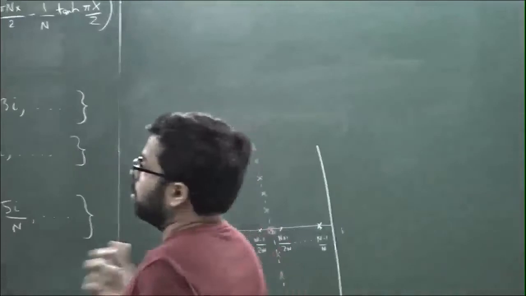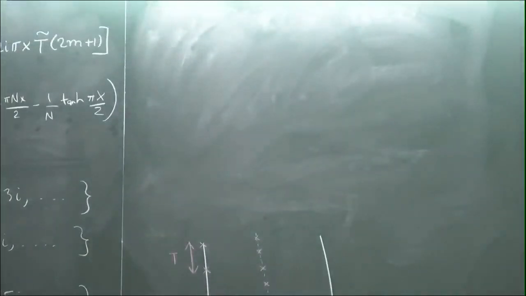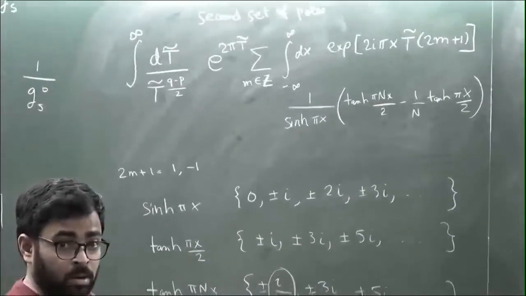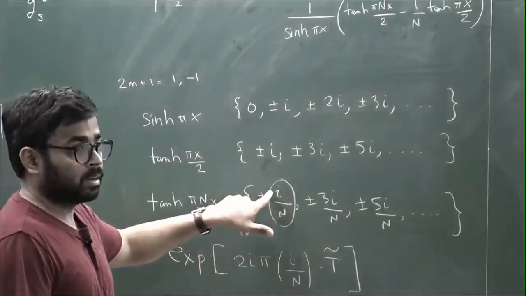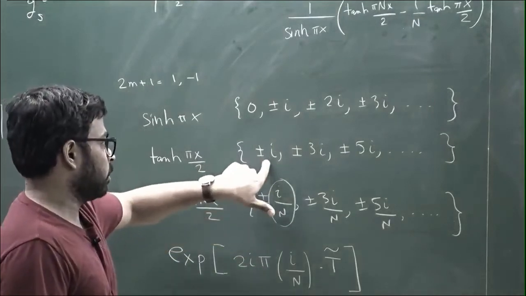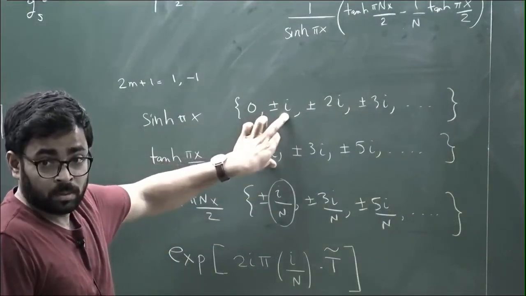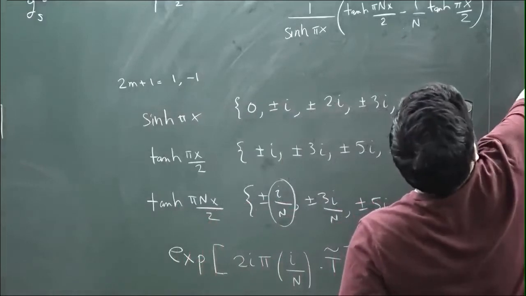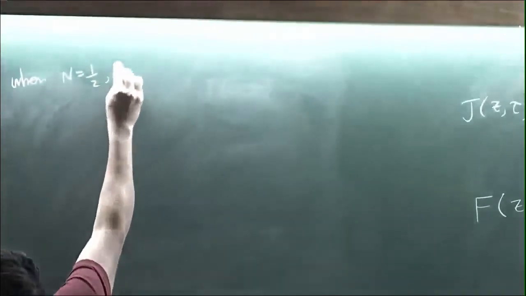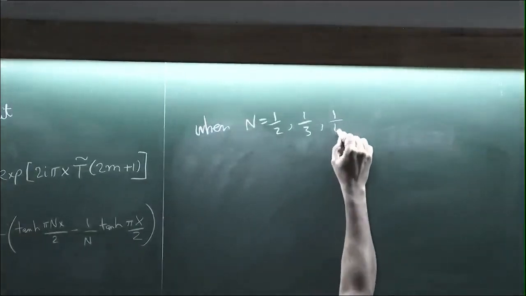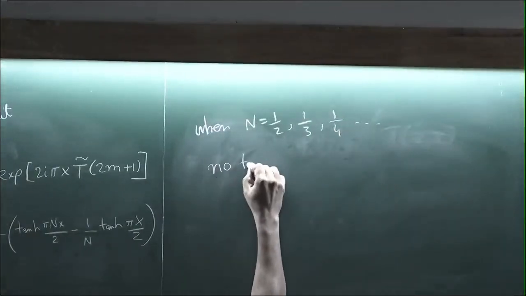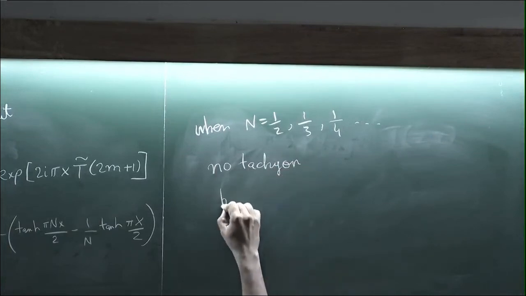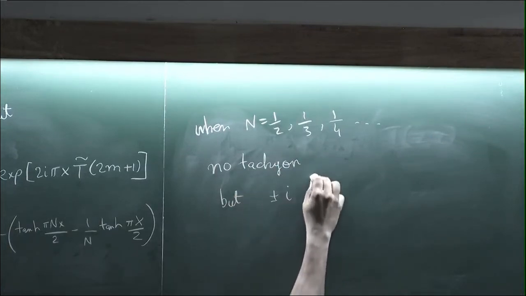But let's now try to go to this covering space, right? We said that trace of rho to the little n is well defined when little n is bigger than 1. So you see when n is, let's say, 1/3 or 1/2, this is like 3i. So it is not the first pole. The first pole is now this plus minus i, and it's a double pole. So there is no tachyon, but you have a double pole. This is now like the analytic continuation, etc. No tachyon. Okay, but plus minus i becomes a double pole.